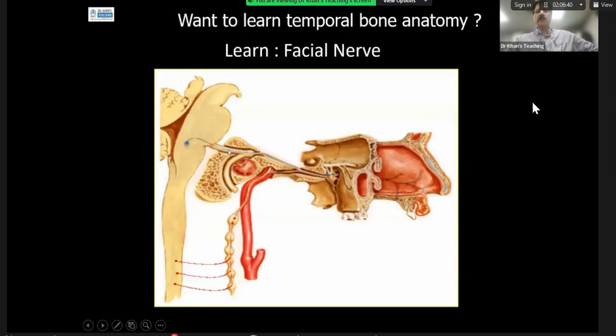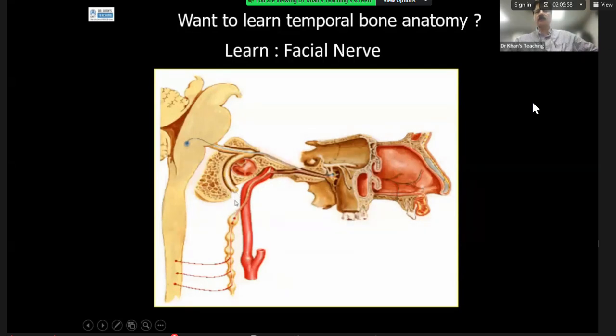This portion where I'm pointing out is the labyrinthine portion of the facial nerve. It passes anteriorly, and this thickening is known as the geniculate ganglion. So this is the geniculate ganglion. And from here, it turns on itself and passes posteriorly. This is the tympanic portion. And this is also known as the anterior genu. And as it passes through, somewhere here is the posterior genu, and then it passes vertically down.